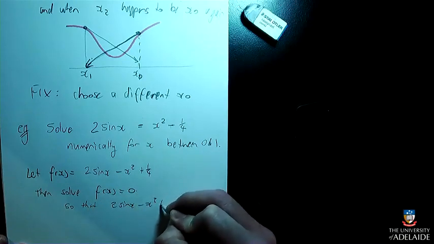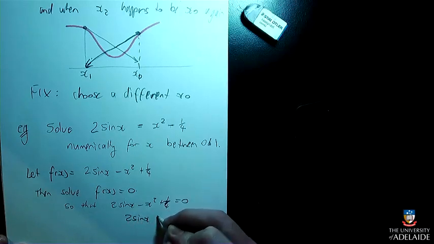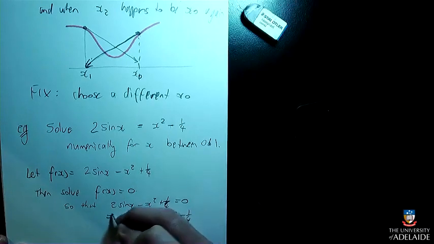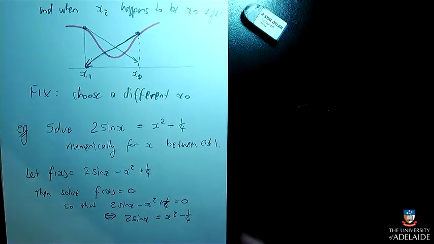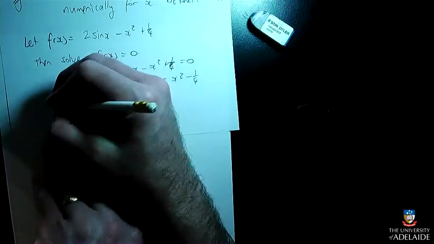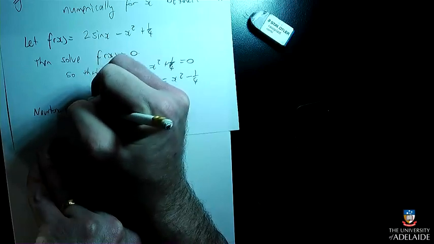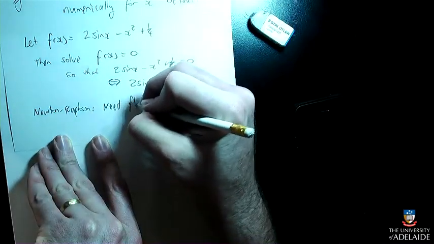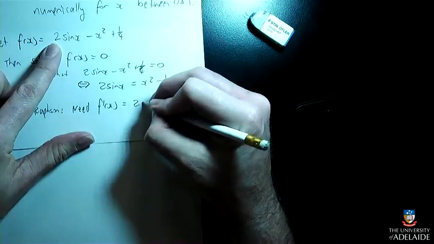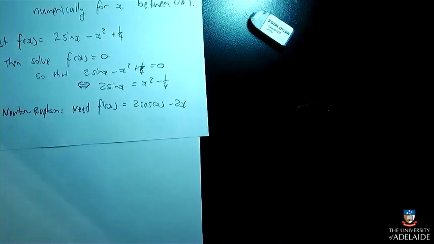Just to be explicit about what happened there, like that. Okay, that's the first step. Then to use the Newton-Raphson method, we're going to need to know what the derivative is, which would be 2 cos x minus 2x. And we're also going to need a starting point.